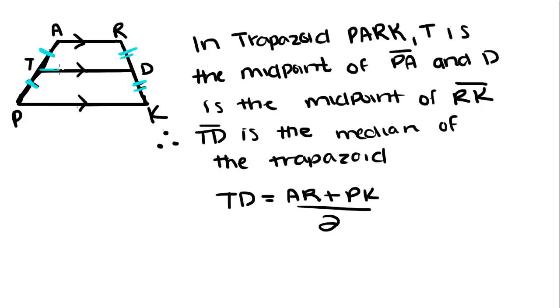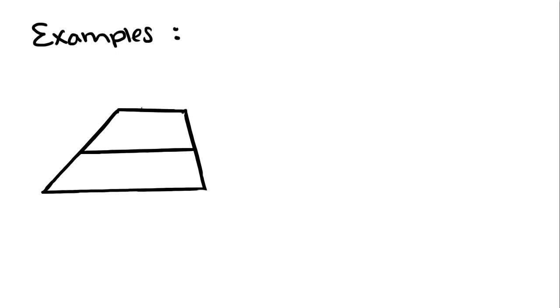So when a line goes from the midpoint of one side of a trapezoid to the midpoint of the other side of the trapezoid, it is the median of the trapezoid. And the median of a trapezoid is equal to the sum of the bases divided by 2. So now that we know that, we're going to do a couple examples.